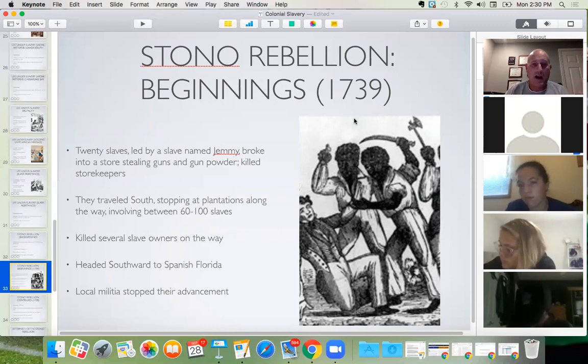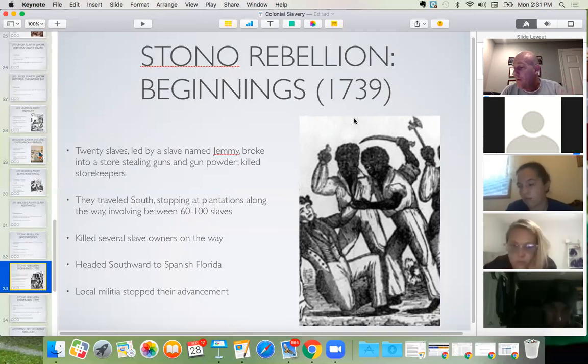They're going to travel south. They're going to stop at plantations along the way. The rebellion's going to grow to 60 to 100 slaves. They're going to kill several slave owners on the way, and it's somewhat brutal. They even kill some children. I mean, it's brutal. They want to get to Spanish Florida, but they don't make it.